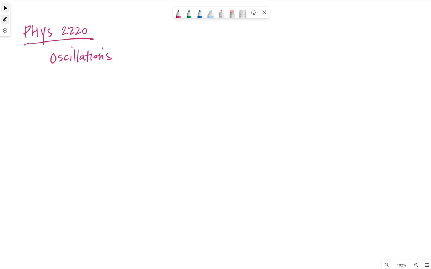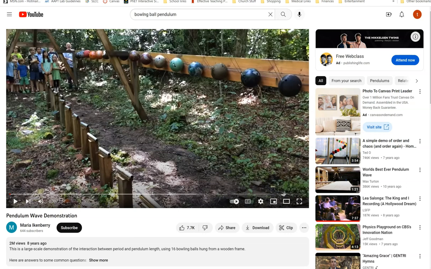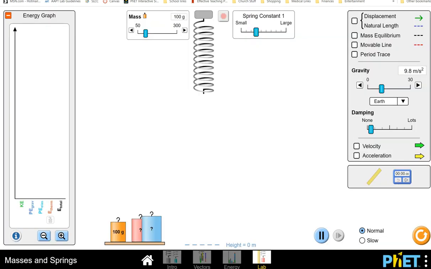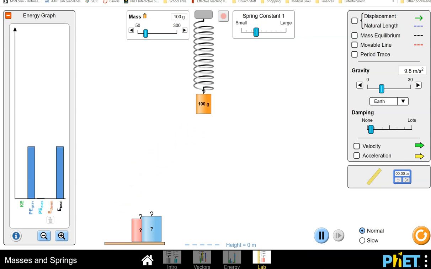A common example, let me jump over here. I have a couple things ready. So this is a program called PhET, Physics Education and Teaching, and they have simulations. You may be doing some assignments using simulations this semester. If I drag a mass up here and hang it on a spring, then this mass spring system will oscillate.